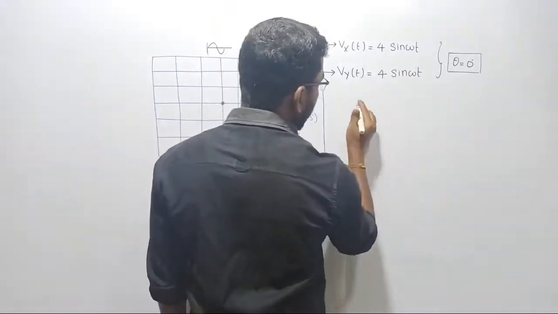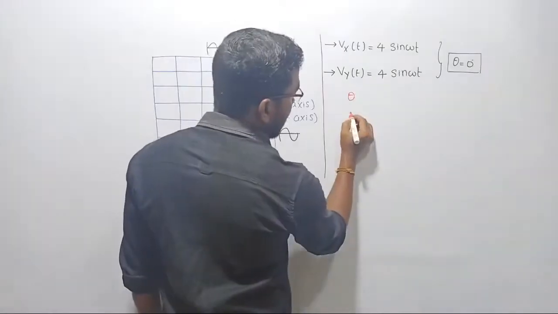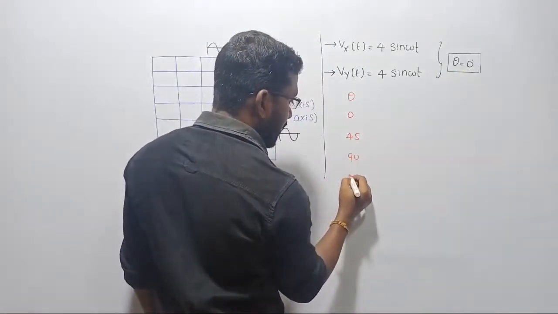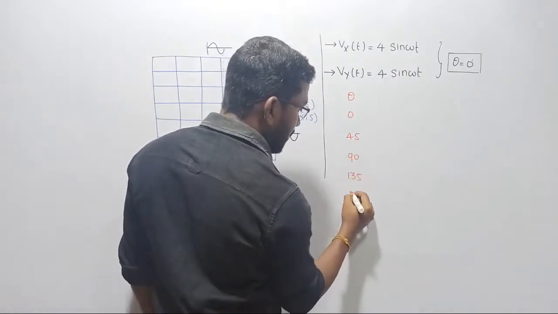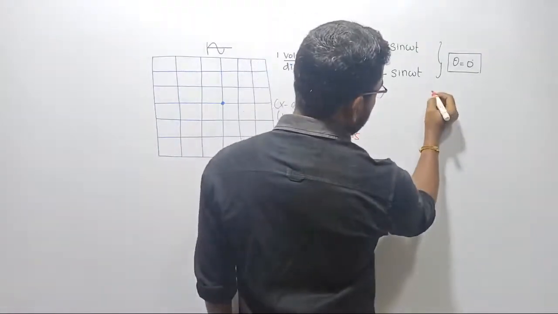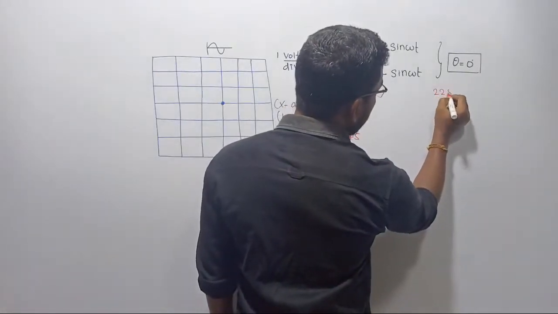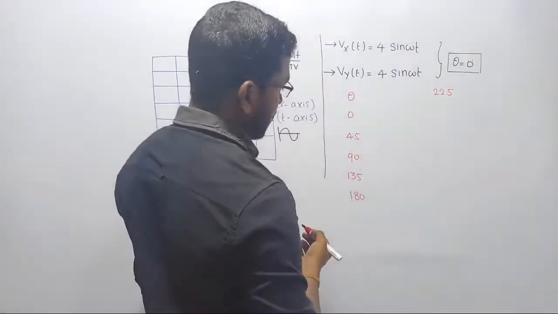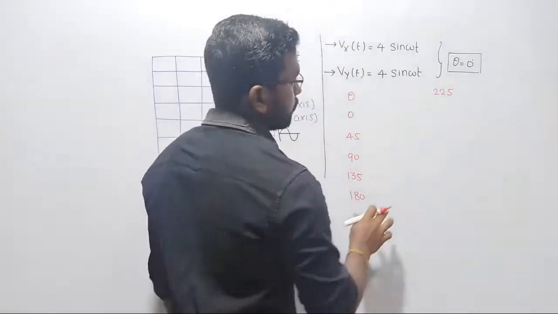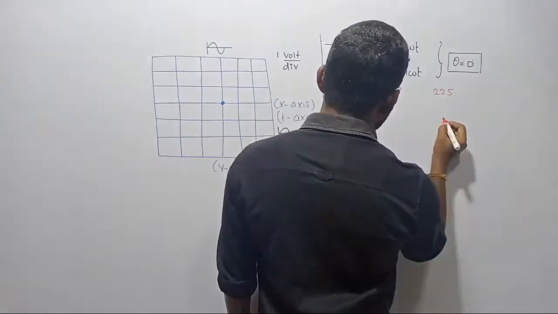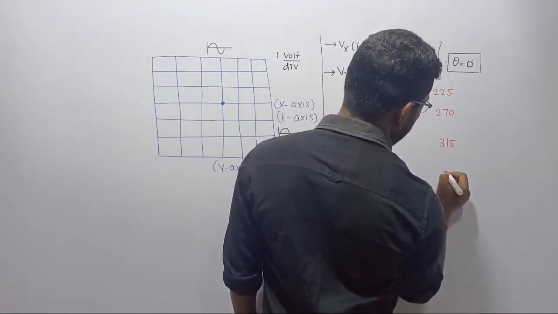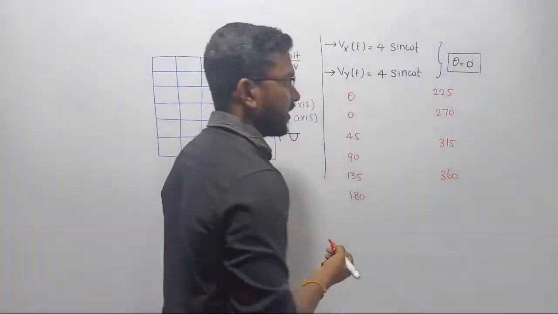Now you are requested to take different values for theta: start from 0, then consider 45 degree, then 90 degree, then 135 degree, and then 180 degree. For your better understanding you can also consider 225 degree, but I think that is enough, we are not going up with too many values. So 45, 90, 135, 180. Let us consider 225 also. Then 270, then 315, and 360. Let's complete one complete cycle.